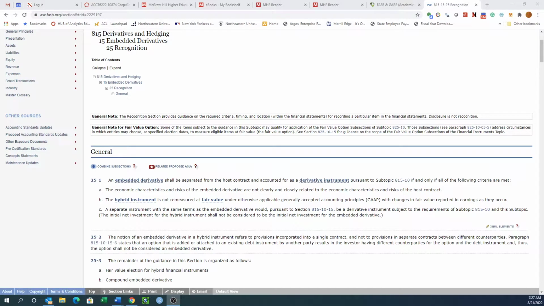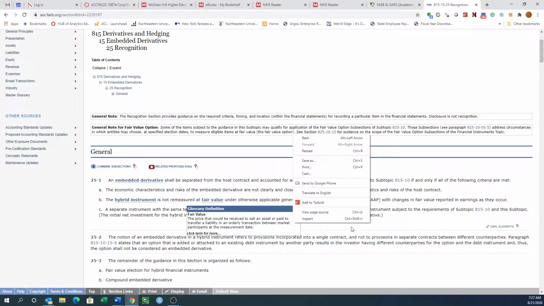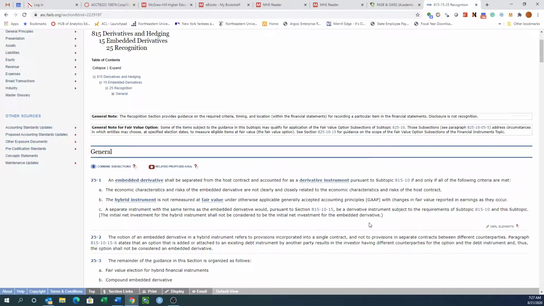All right, so we're talking about embedded derivatives. And we chatted about these three particular criteria right here. The economic characteristics are not clearly and closely related. It's not at fair value, and it would be a separate instrument if it was sitting somewhere else. Okay? So let's go through and think about a particular instrument.